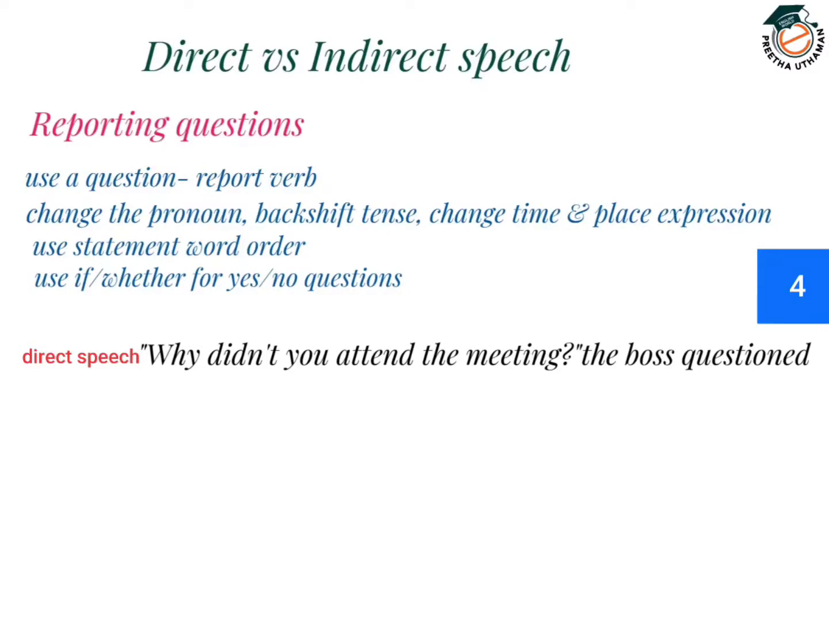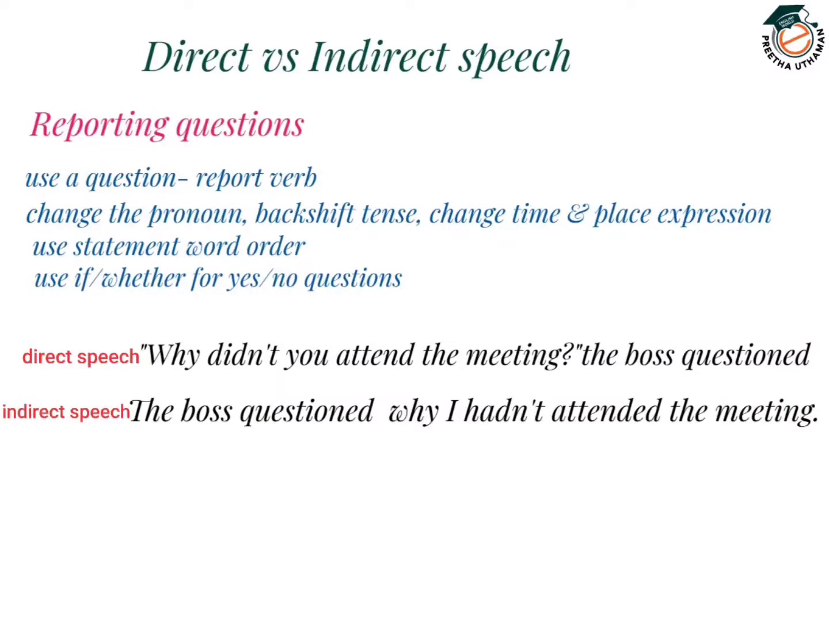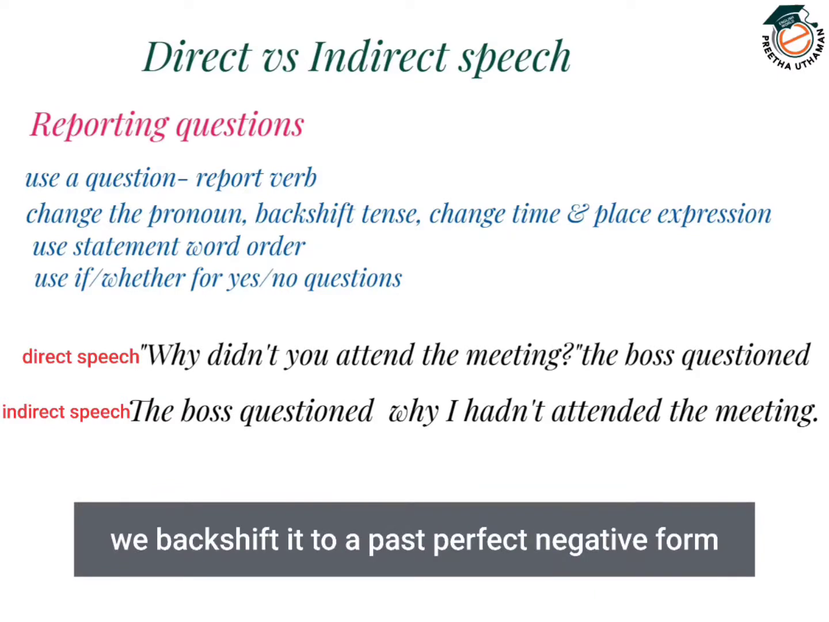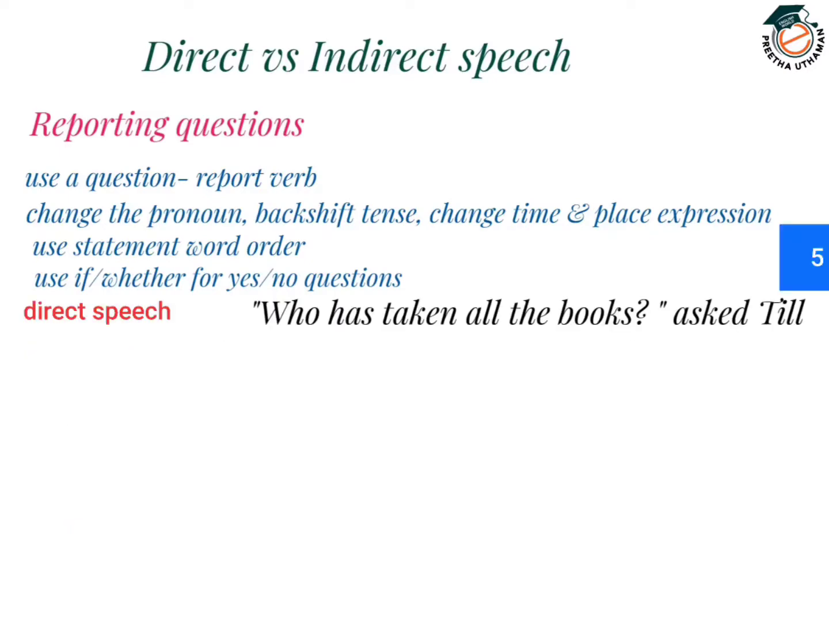Number 4. Why didn't you attend the meeting? The boss questioned. The boss questioned why I hadn't attended the meeting. The question in direct speech here is a past simple tense negative form. We backshift it to a past perfect negative form. So the answer is, the boss questioned why I hadn't attended the meeting.